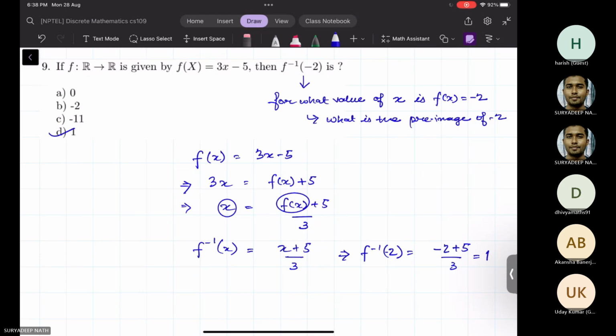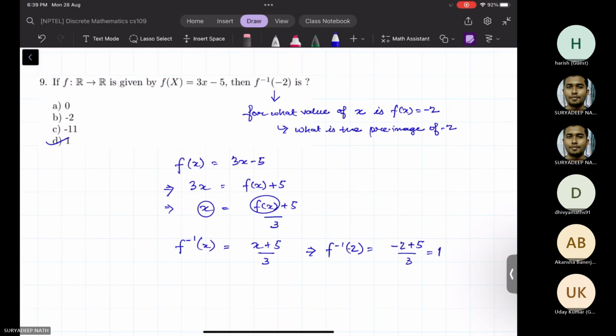Is that clear to everyone? Yes. Okay, I think it is clear to everyone. Someone is typing. Okay, someone is asking to repeat it again.